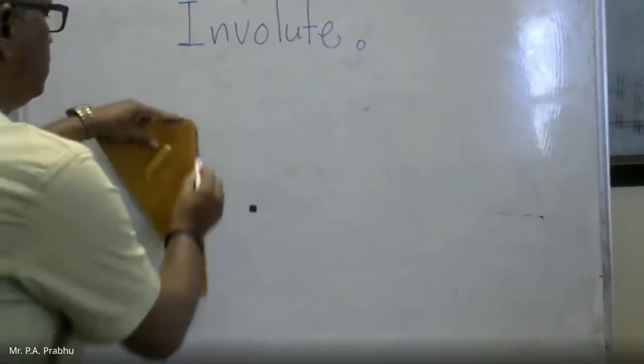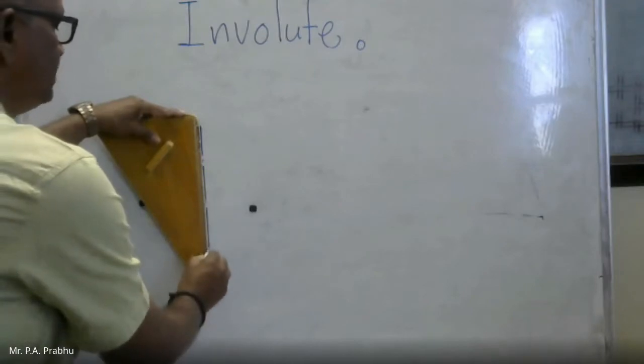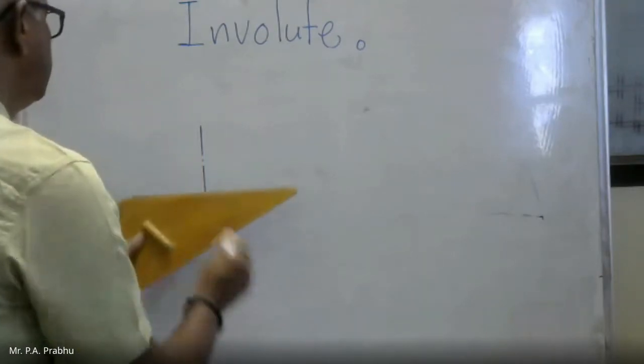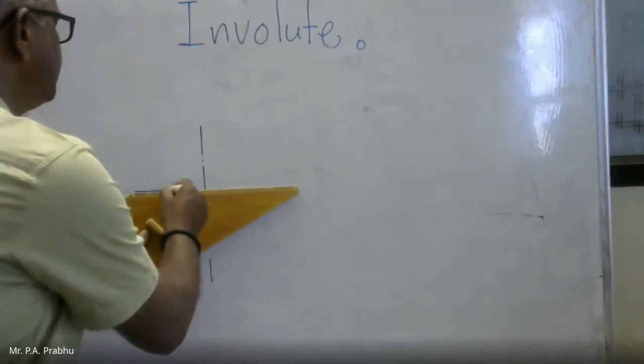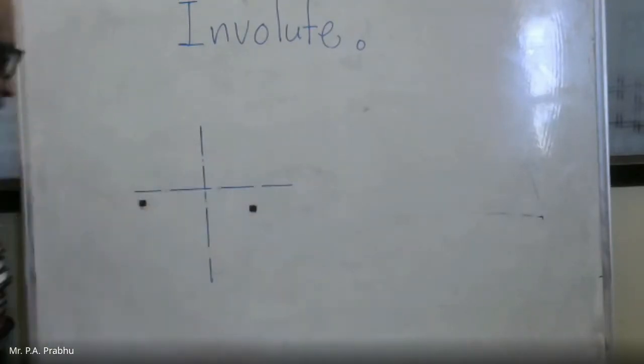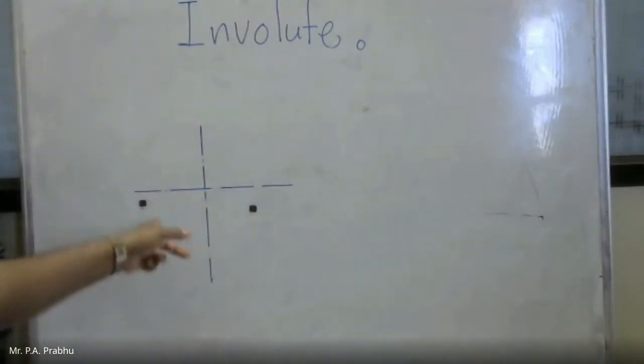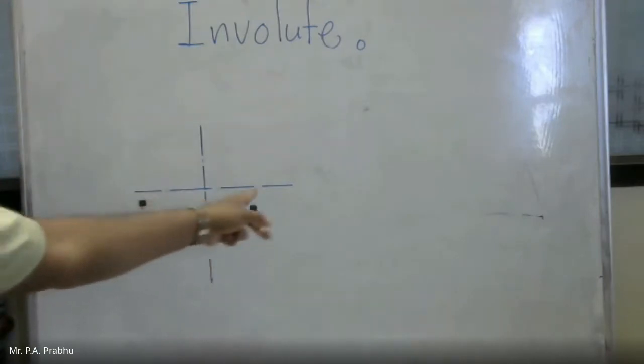Circle, always remember to draw the center line of that circle. This part I will explain in our next topic. So before drawing any circle, whenever there is a symmetrical part, we have to draw the center line.